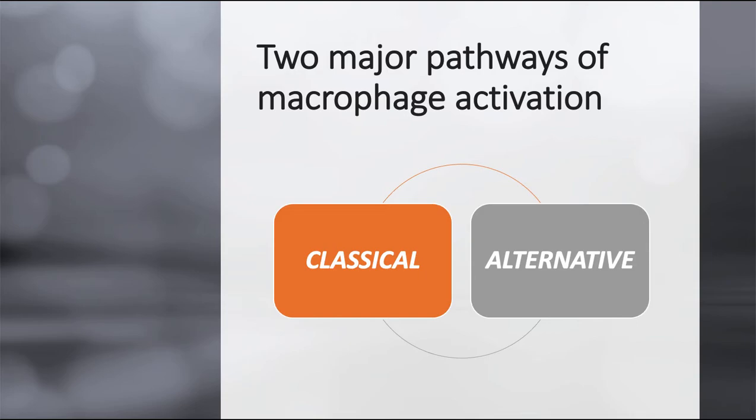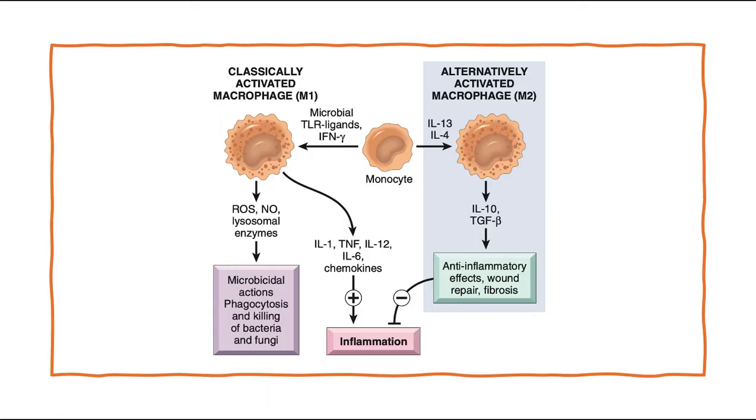There are two major pathways of macrophage activation called classical and alternative. Which of these two pathways is taken by a given macrophage depends on the nature of the activating signal. Classical macrophage activation may be induced by microbial products such as endotoxin, which engage toll-like receptors and other sensors, and by T cell derived signals, importantly the cytokine IFN gamma in immune response, interferon gamma.